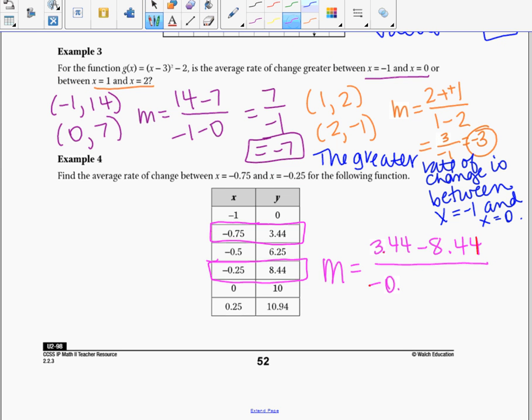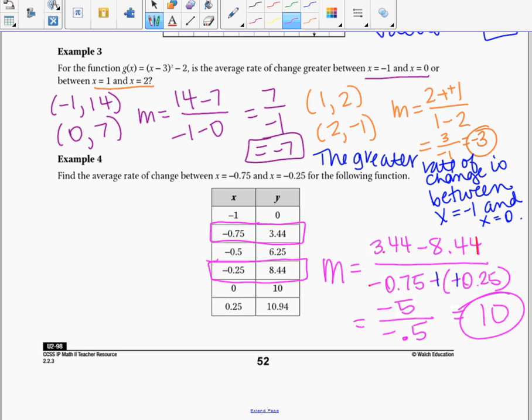Let's try that again. So we're at -0.75 minus -0.25. So again, you got to watch your double negatives here. We're going to be adding. So we end up with a change in y of -5 all over a change in x of -0.5. So -5 divided by -0.5 gets me a rate of change of 10. So between x equals -0.75 and x equals -0.25, we've had a rate of change of 10.